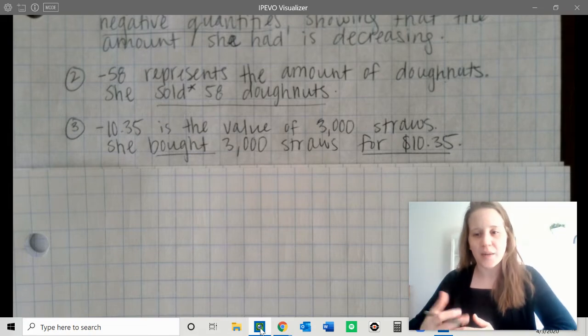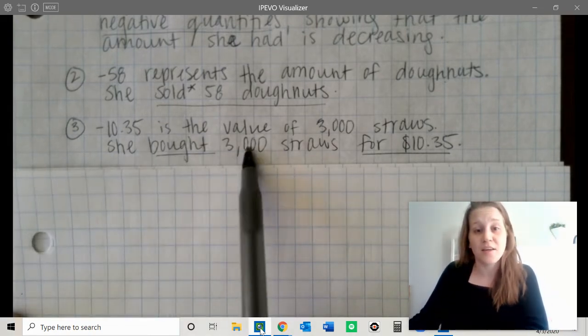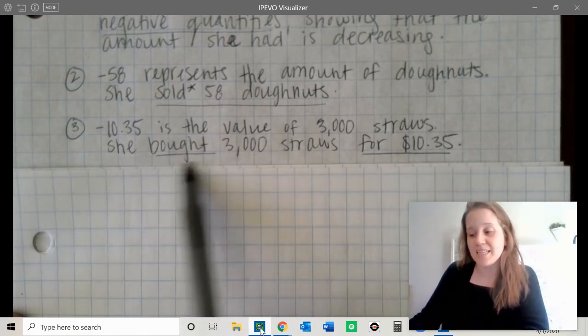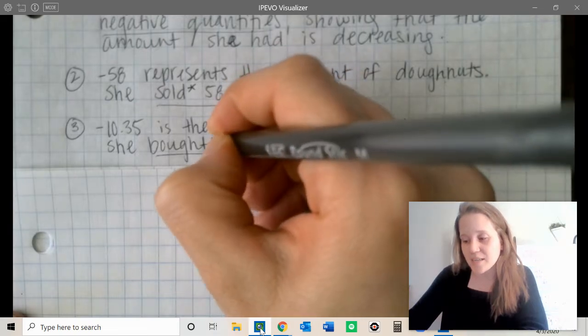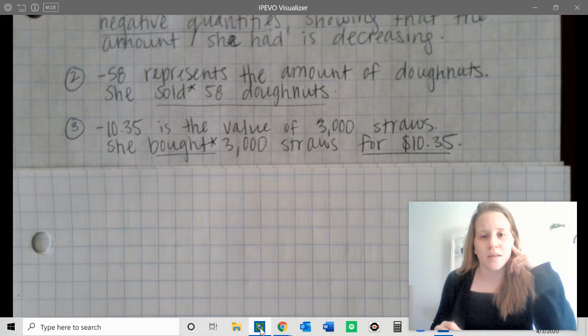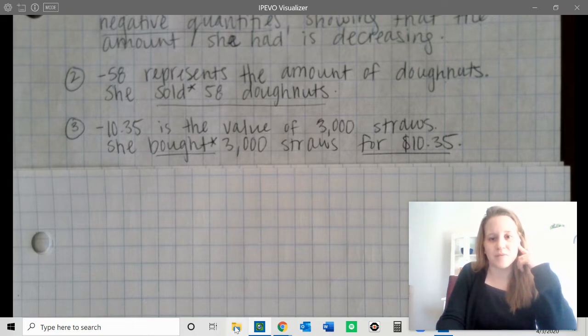But I want to push it a little bit. Let's use some better words here. What does that tell me? It tells me she bought 3,000 straws for $10.35. Bought is the key word here. Go ahead and put a star next to bought, or maybe a synonym like purchased or paid $10.35 for the straws. Really nice job if you got that vocab.